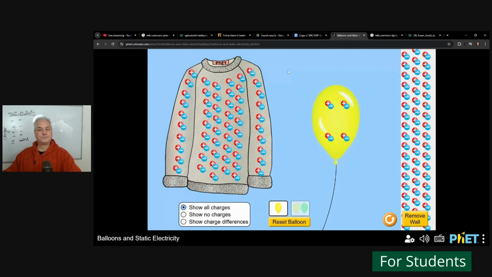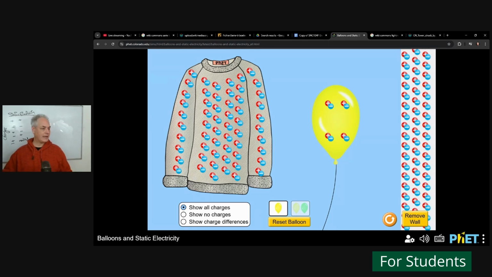We have here a sweater. If you notice, there's the same number of positive charges as negative charges. And on the wall right here, you have the same number of positive charges as negative charges. So what happens when you have static electricity is that charges can move from one material to another when you are dealing with an insulator. An insulator is a material that once you have a charge in one place, it has nowhere to move.